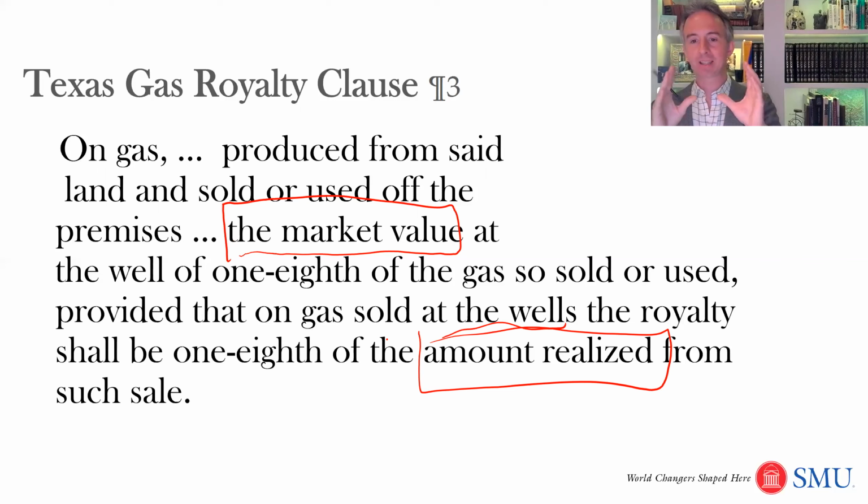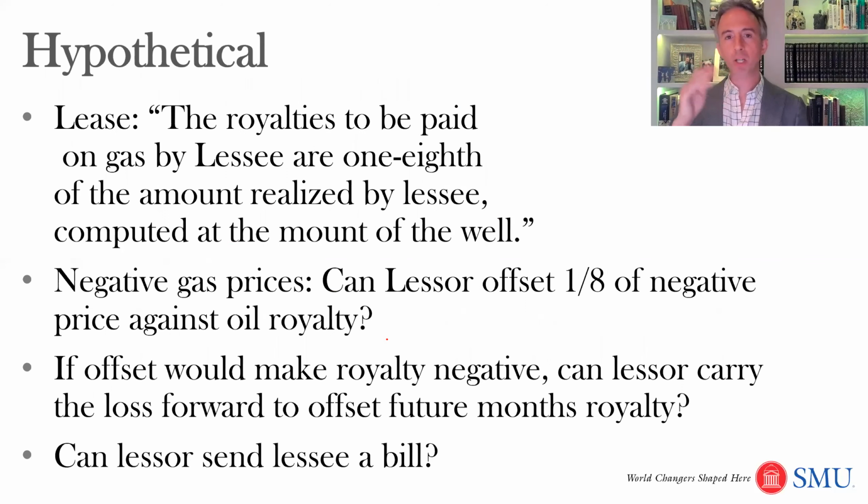And we'll see that leases often use one term or the other or both. Either they want a share of how much the oil and gas company got or of the market value. So I want you to think about a hypothetical, then we'll look at a real case, but we'll return to this hypothetical in class. So imagine that the lease just said the royalties to be paid on gas by the lessee are 1/8 of the amount realized by lessee computed at the mouth of the well. Okay, so what does this say? Is it the market value or amount realized? Okay, it's the amount realized.